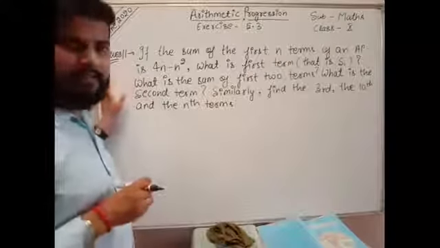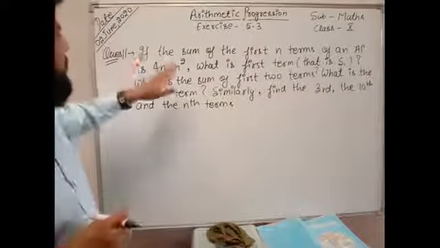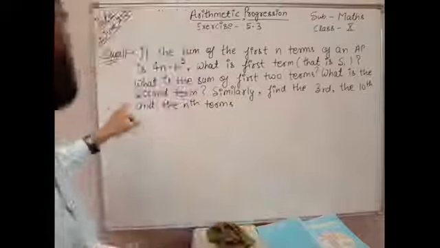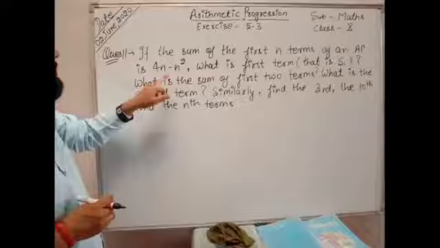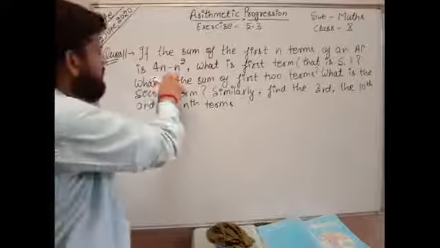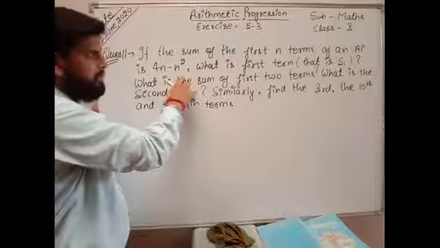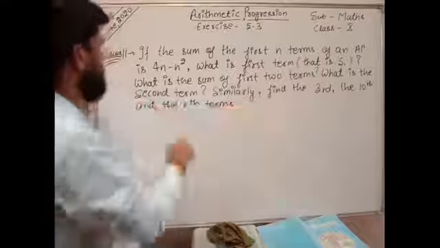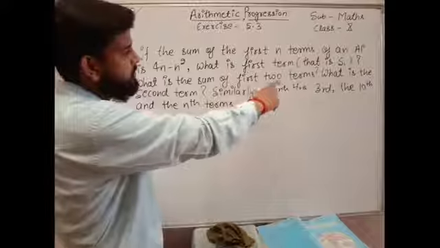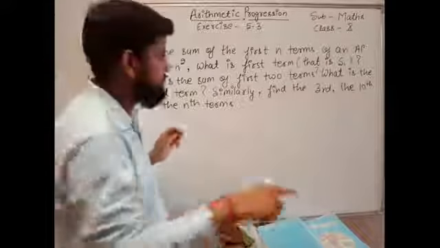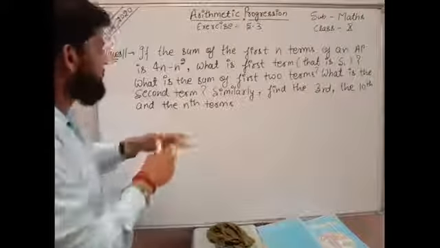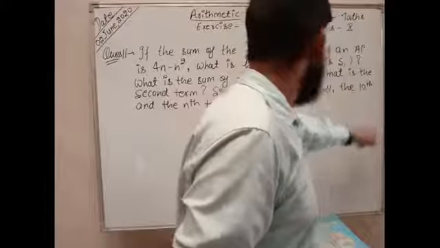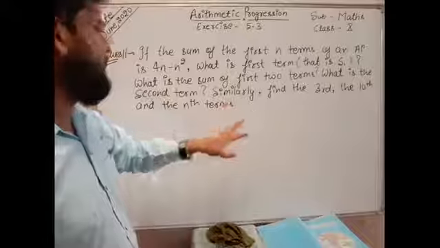So next question is question number 11. If the sum of the first n terms of an AP is equal to 4n minus n square, what is the first term, that is S1? What is the sum of the first two terms, that is S2? What is the second term? Similarly, find the third, the 10th and the nth term.